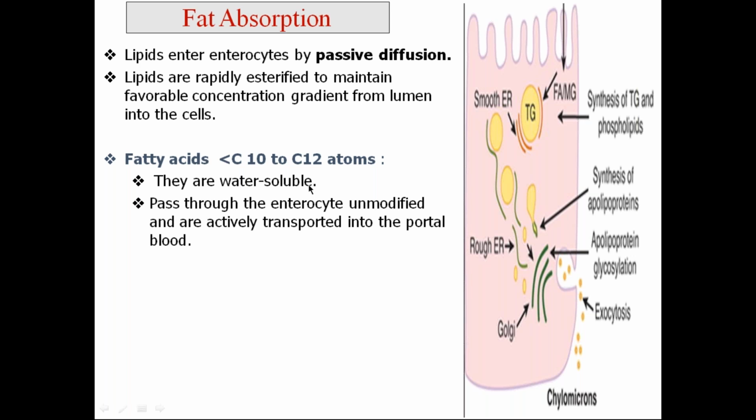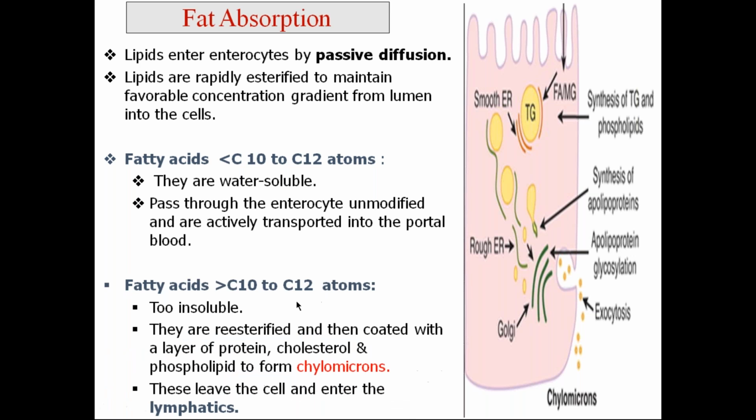10 to 12 carbon atoms, they are water soluble. They will pass through the enterocyte unmodified and they will go into the portal circulation. लेकिन जो fatty acids more than 10 या 12 carbon atoms है, they are insoluble, so they will be re-esterified, coated with a layer of protein, cholesterol and phospholipids in the rough endoplasmic reticulum. They will form chylomicrons, and these chylomicrons will leave the cell by exocytosis, and from here it will enter the lymphatic circulation. ठीक है? So this is how fat absorption will occur.